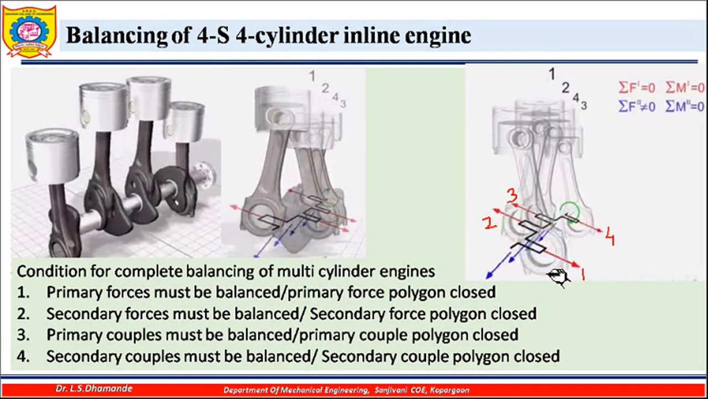So here, if you observe the primary forces along this line on all these 4 cylinders, you will find that 1 and 2 will get cancelled out, and 3 and 4 will also get cancelled out. Therefore, you will achieve the primary forces being balanced for this particular type of engine.